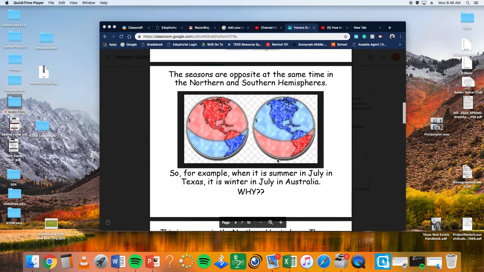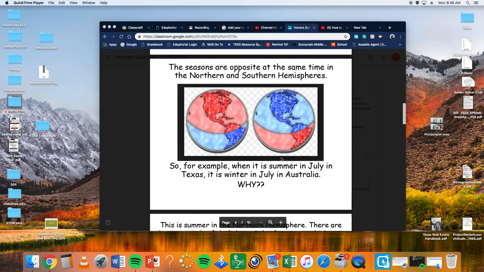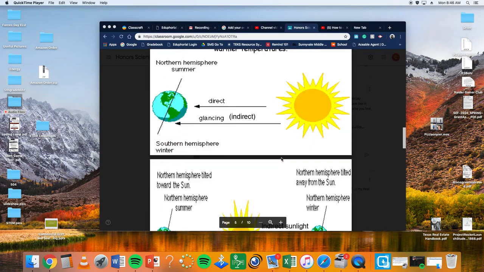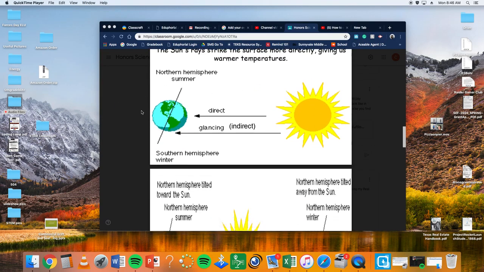Here we are on the next screen. The question says, when it is July in Texas and it's summer, it is winter in July in Australia. Why? Well, I just talked about that. Actually, we could talk about a few more details. As it is summer in the northern hemisphere, let's look here. Here's a great picture. We're just focused on this picture. Summer in the northern hemisphere.